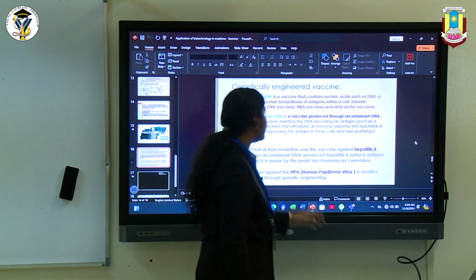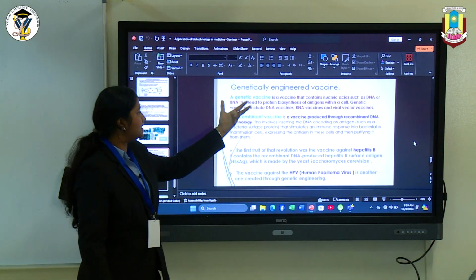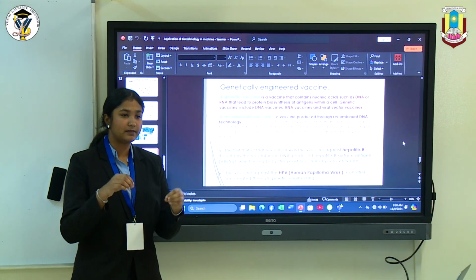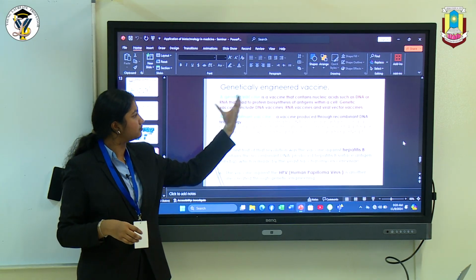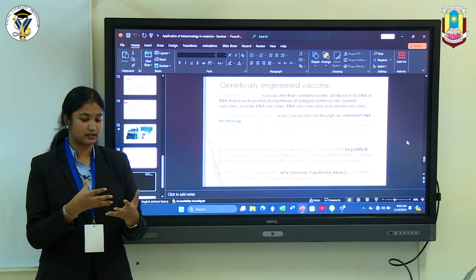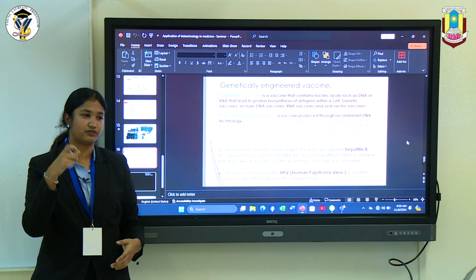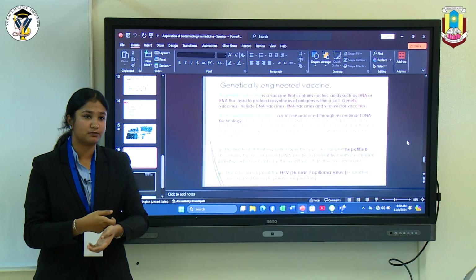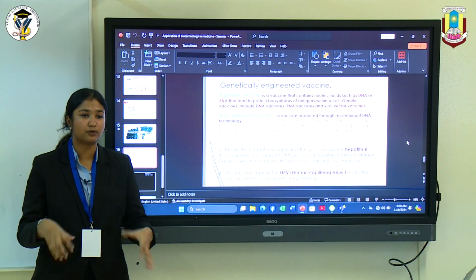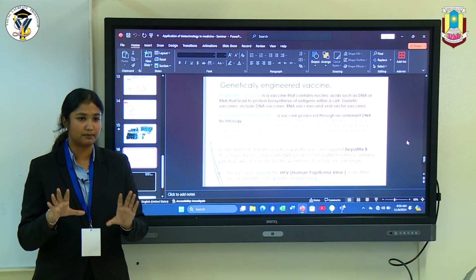Next is genetically engineered vaccine. What is a genetic vaccine? A genetic vaccine is a vaccine that has the genetic material or nucleic acid, DNA, of a pathogen. So there's a vaccine, it has the genetic material of a pathogen. If I inject it into my body, my immune system reacts against it. It produces the antibodies that are needed to fight this pathogen.